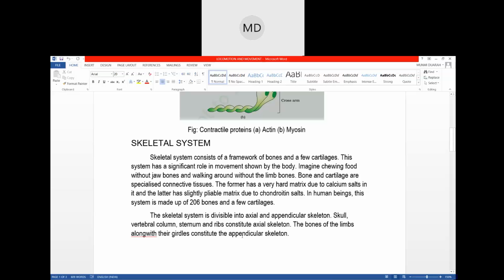Okay, so there are two types of skeleton. The skeletal system is divided into two parts: one is the axial skeleton and one is the appendicular skeleton. The axial skeleton comprises the upper part, that is the skull, then the vertebral column, sternum, ribs. And the appendicular is the lower part, below the stomach. In the hip region there are girdles, one pelvic and one pectoral, and then there are bones of the hands and legs.